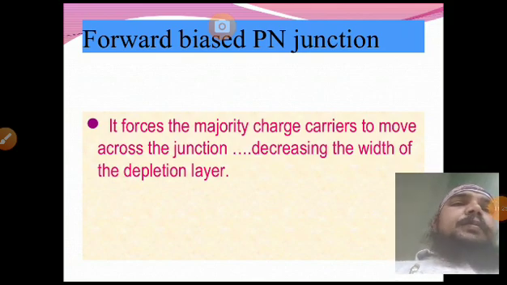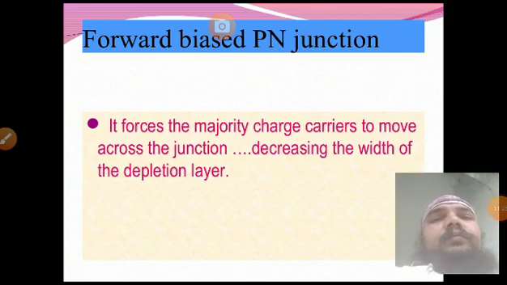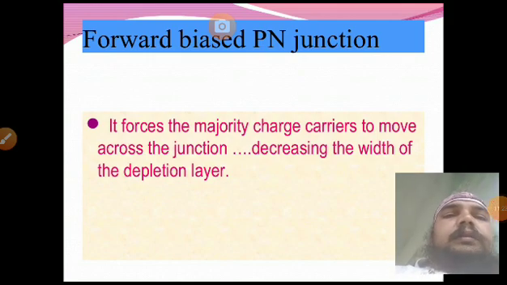Forward bias PN junction. It forces the majority charge carriers to move across the junction, decreasing the width of the depletion layer.